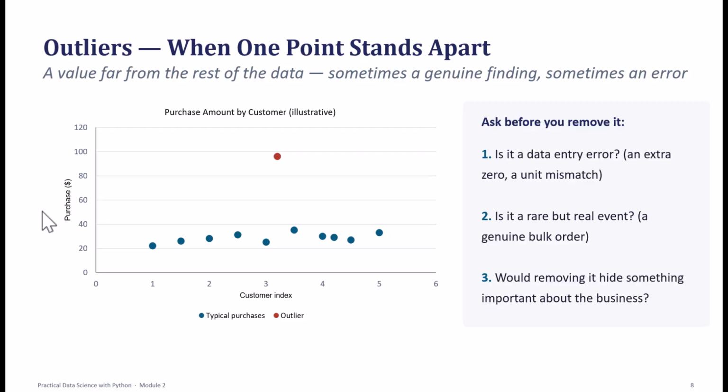So I have to ask before you remove it. You need to check, rather. Is this a data entry error, an extra zero, or a unit mismatch? Is it a rare but real event or a genuine bulk order? Will removing it hide something important about the business? So you need to check all these things before you go into it, okay?